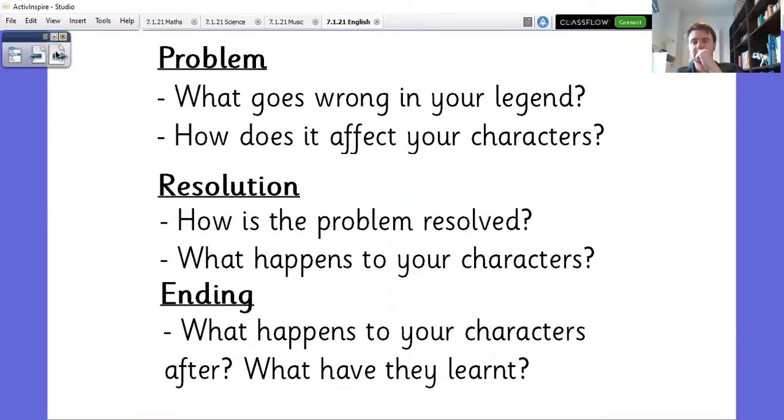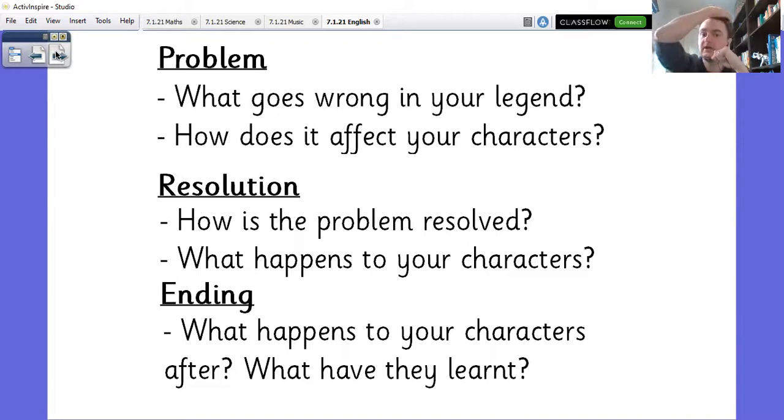The problem should have something going wrong in your legend, talking about how it affects the characters. Now, this is the exciting part of your story. This is the pinnacle of your story. So your problem shouldn't just be, "and they got stuck in the cave." You need to talk about how it happened. You need to build that tension. Use a variety of sentence lengths to try to build it up, draw the reader in, make them desperate to know what happens next. And how does it affect your characters? Use show, don't tell to show how the characters are feeling, how they respond to it, how they react.